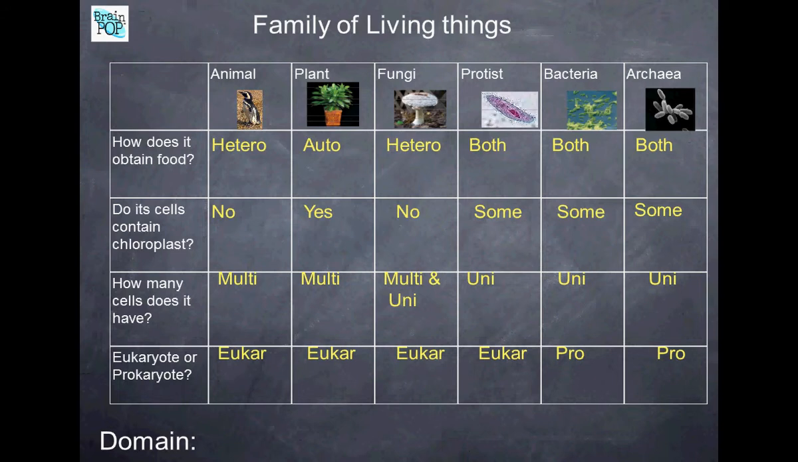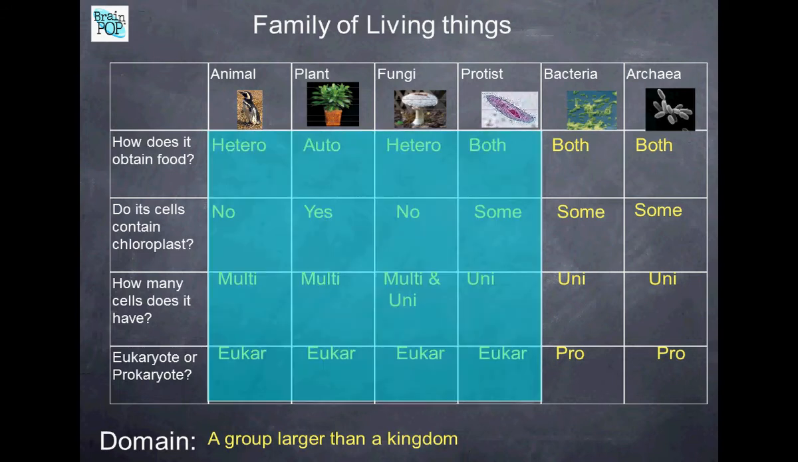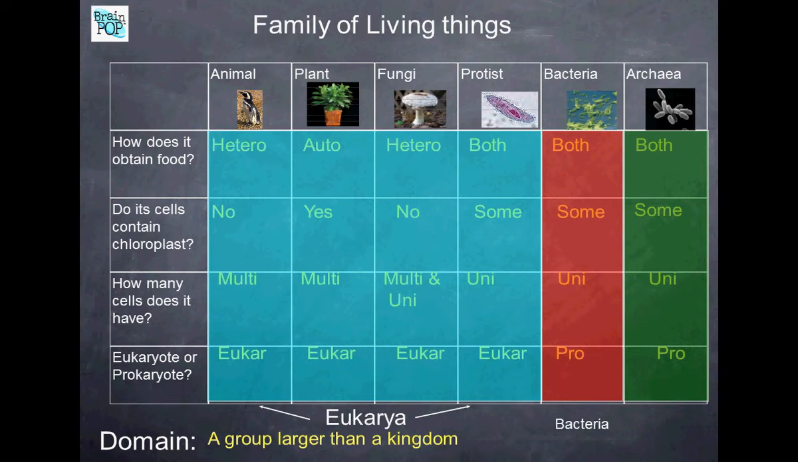All right, now, these are the kingdoms. There are six kingdoms. But we know that there's a level above kingdom. What is it? Domain. And there are just three domains. It's a group even higher than kingdom. So all of these kingdoms are in one of three domains. Animals, plants, fungi, and protists belong in one domain. Then bacteria have their own domain, and archaea have their own domain. This domain is called Eukarya, and those are called Bacteria and Archaea.